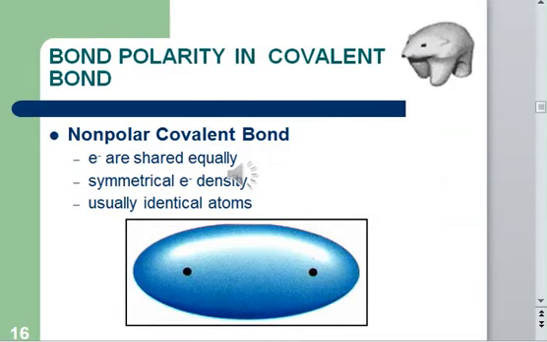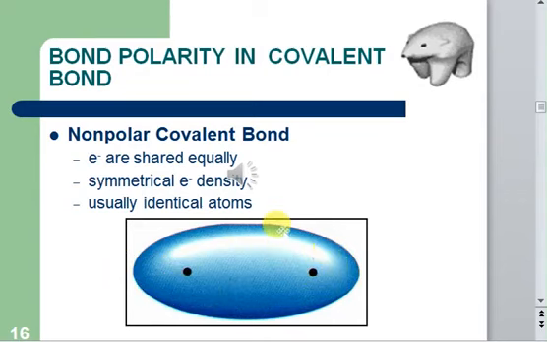Let's consider another concept which is very important in terms of covalent bond. That's bond polarity in covalent bond. So far we have discussed that two atoms share electrons, and we have assumed so far that atoms share electrons almost equally. So when the two atoms are sharing electrons equally, the electronic density is present symmetrically between the two atoms.